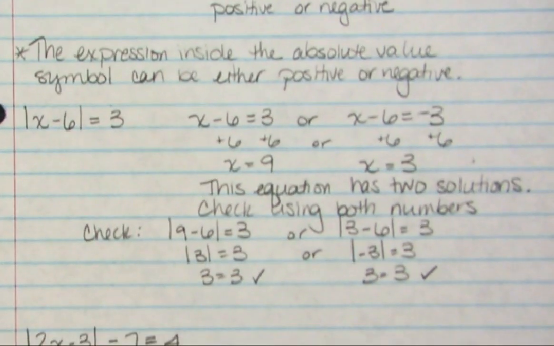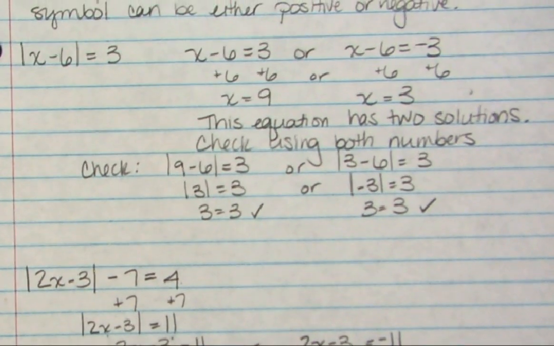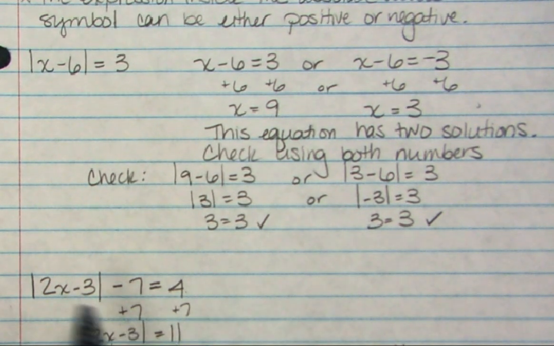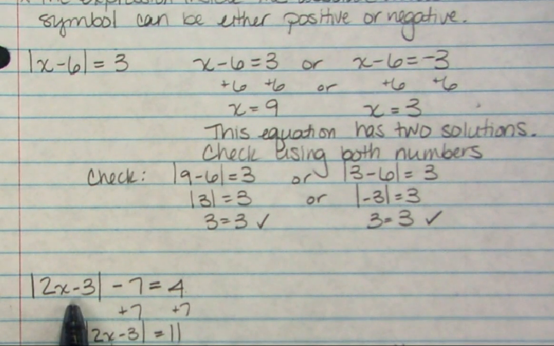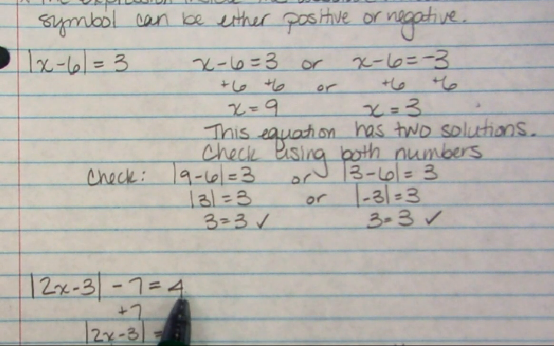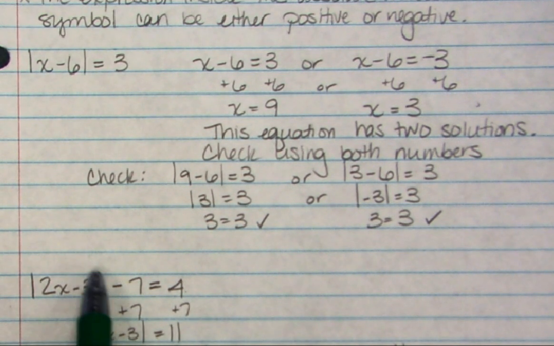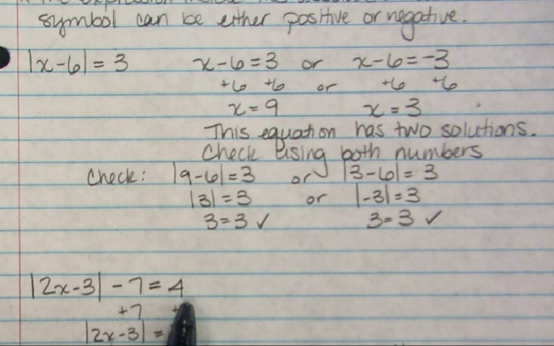Okay. So then how am I going to do a problem such as this, where I have the absolute value of 2x minus 3, then I subtract 7, and that equals 4. Well, I don't want to set this equal to positive or negative 4. I first need to make it so it's just the absolute value sign on one side of the equal sign and just a number on the other side.